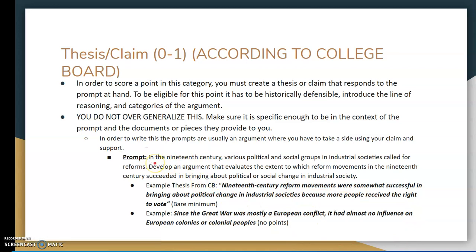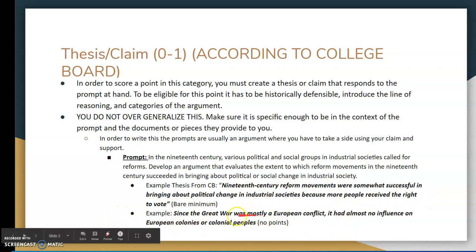Of course, the prompt that they're responding to is, in the 19th century, various political and social groups in industrial societies called for reforms. Develop an argument that evaluates the extent to which reform movements in the 19th century succeeded in bringing about political or social change in industrial society. So the first example I'm going to show you is the bare minimum, because it provides somewhat of a line of reasoning. In the 19th century, reform movements were somewhat successful in bringing about political change in industrial societies because more people received the right to vote. Of course, from there you can see somewhat where they're going to be talking about.